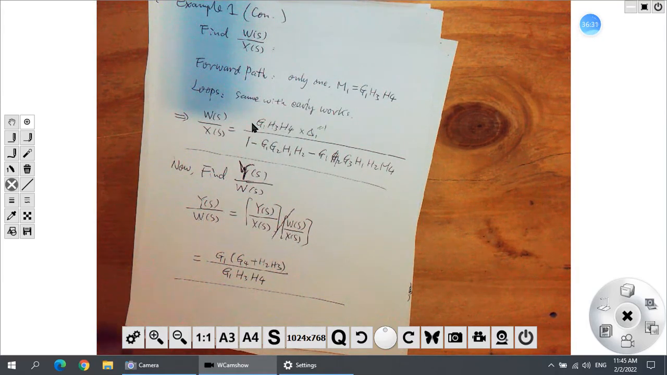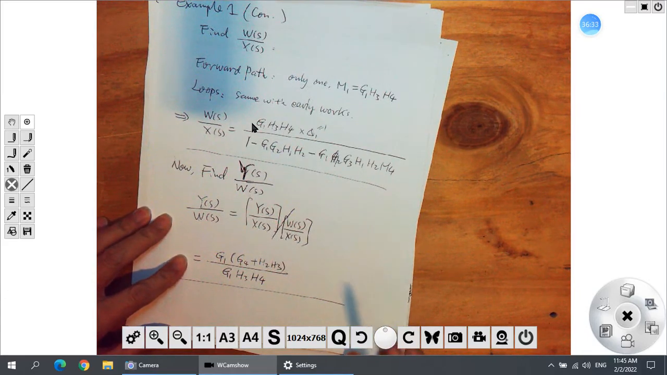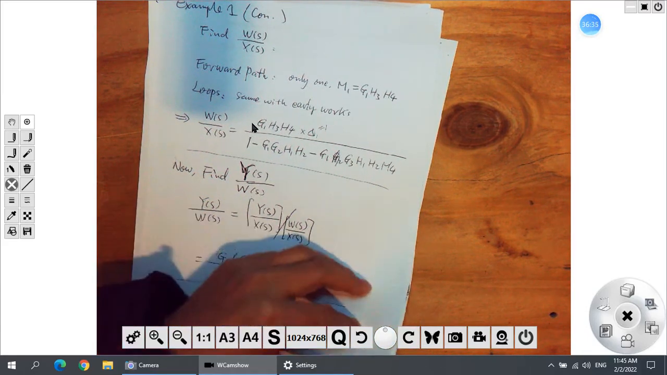Okay. Now we can see more examples. One more example.